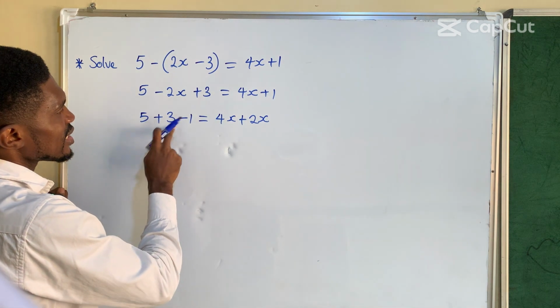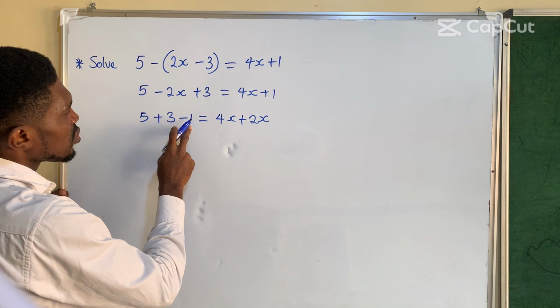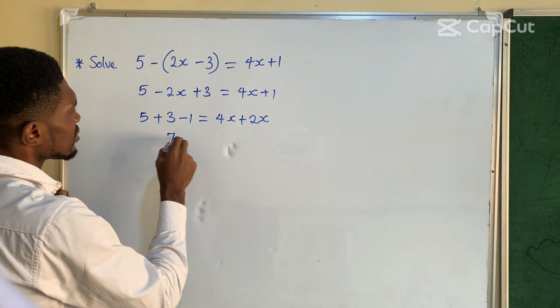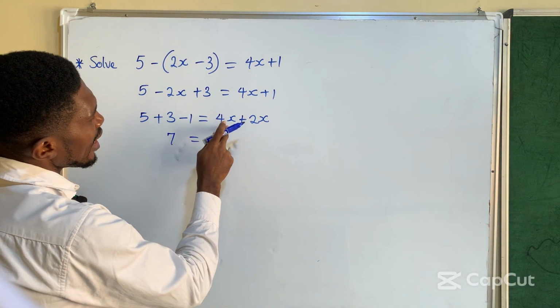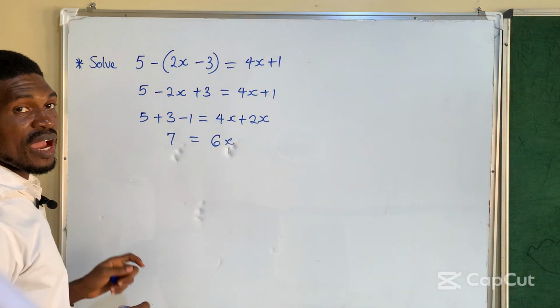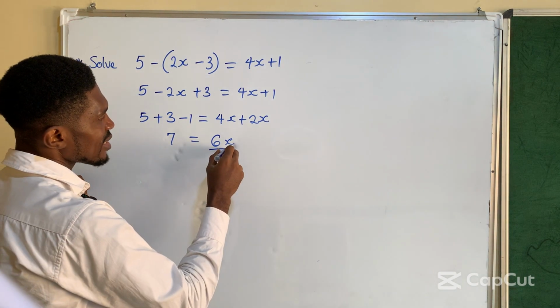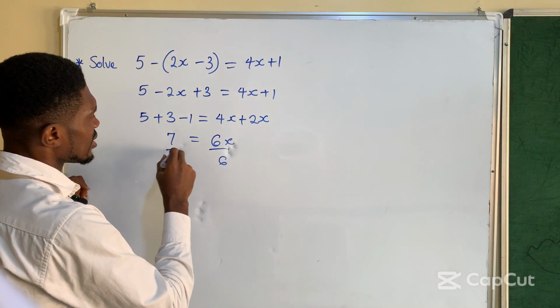Then you add up everything. 5 plus 3 is 8. 8 minus 1 is 7, is equal to 4x plus 2x is 6x. So you divide both sides by the coefficient of x. The coefficient of x is 6.